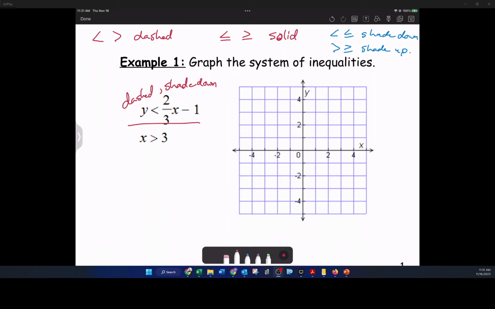So, starting at -1, we are going to go up 2. So again, this is b is -1. Slope is 2/3, so up 1, 2, run 1, 2, 3. And we need to graph a dashed line. That's really terrible. Try that again. Best I'm going to do. All right, so dashed line, and we're going to shade up.